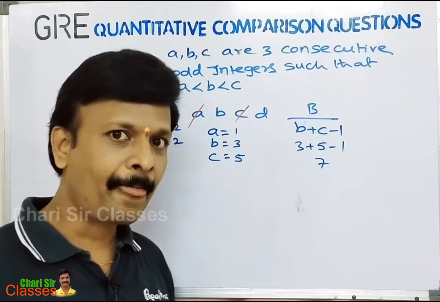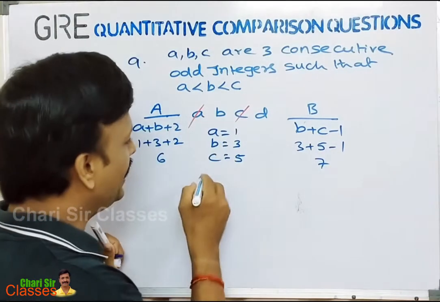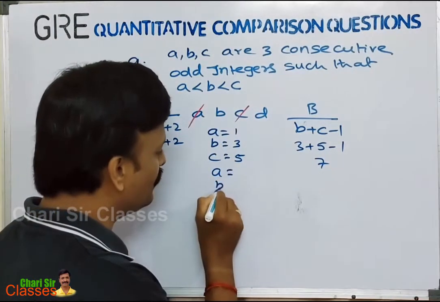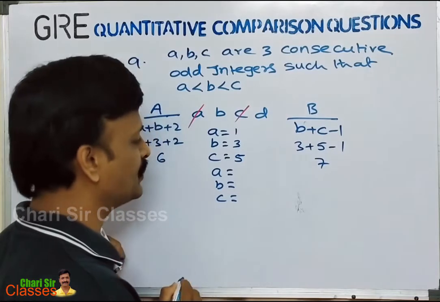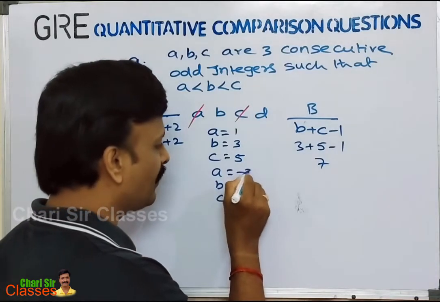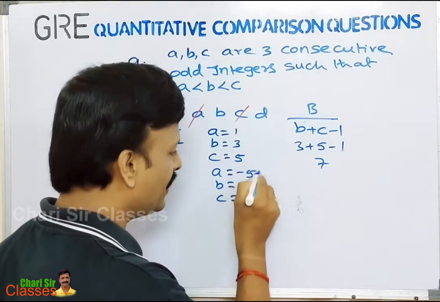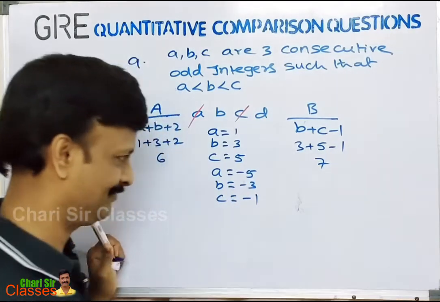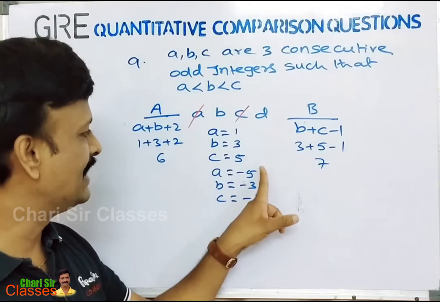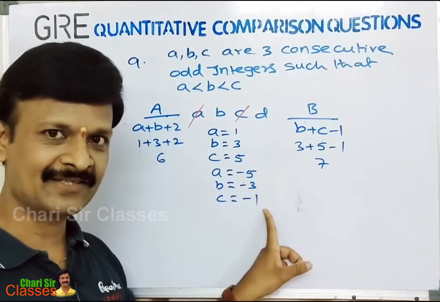Let's take negative values also. The negative values are A is equal to, B is equal to, C is equal to... You can also have minus 5, minus 3, minus 1. Minus 5 is less than minus 3 is less than minus 1.